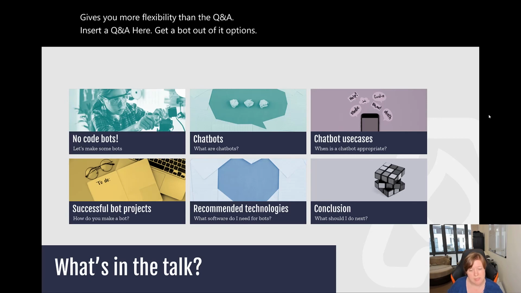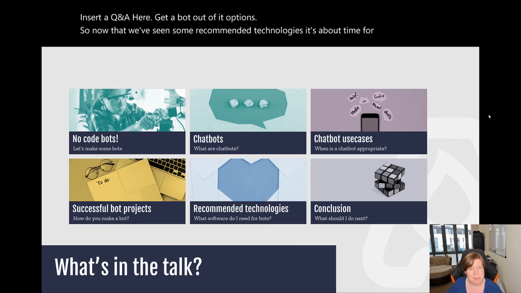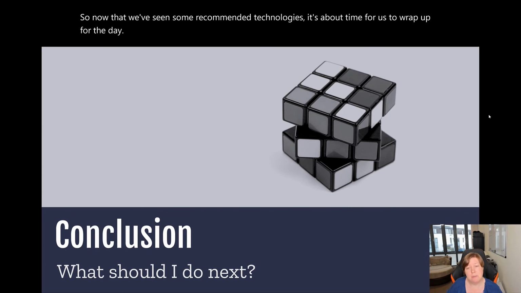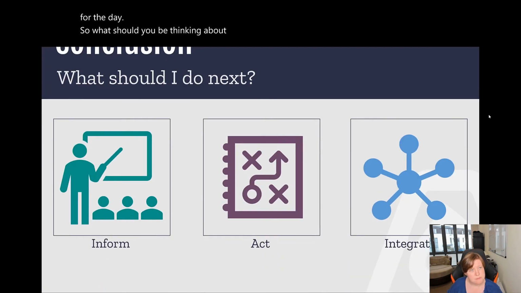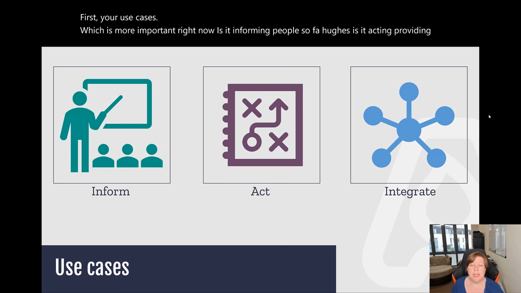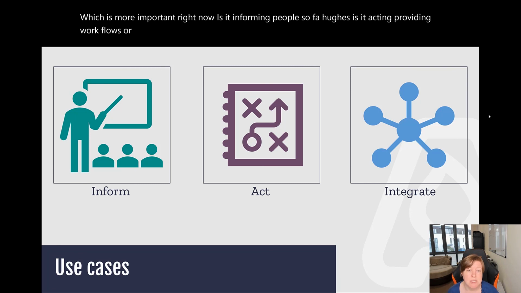Okay, so now that we've seen some recommended technologies, it's about time for us to wrap up for the day. So what should you be thinking about next? First, your use cases. Which is more important right now? Is it informing people, so FAQs? Is it acting, providing workflows, or integrating between systems and helping people from a kind of a productivity or systems perspective?